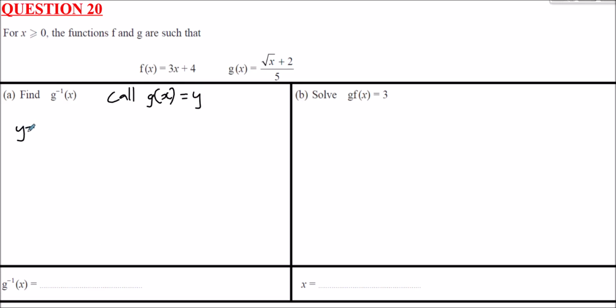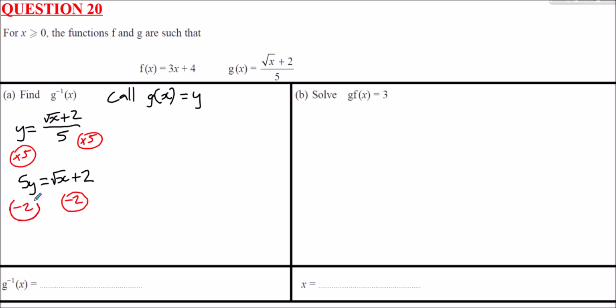So let's say y equals root x plus 2 all over 5. So to make x a subject, I need to multiply both sides of this by 5. That then gives us 5y equals root x plus 2. To get x on its own, well, root x on its own, I can subtract 2 from both sides next. That gives us that 5y minus 2 equals root x. Then to get x on its own, I need to square both sides.